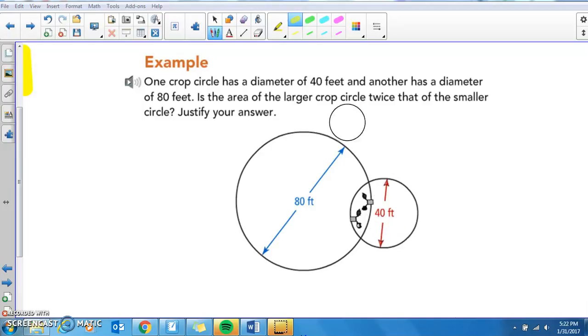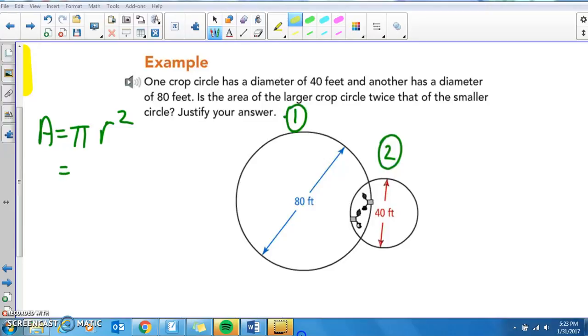So what we're going to have to do is work two problems. We're going to have to work one problem dealing with the circle for 80 feet. And we're going to have to work a second problem for the circle with 40 feet. So let's go over here and let's work the first one. So it's pi r squared. It says to use.